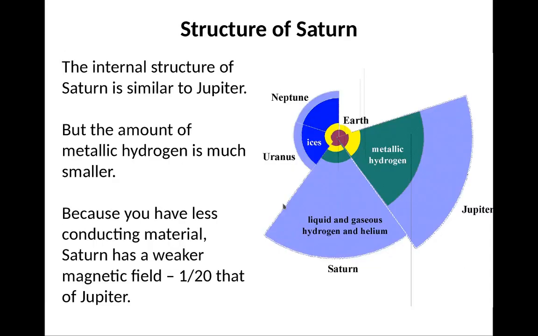All right. Here's the structure of Saturn. It's somewhat similar to Jupiter. There's a much smaller metallic core, metallic hydrogen mantle, right? But it has a large gaseous hydrogen helium mantle, right? So the amount of metallic hydrogen is much smaller. You have much less conducting material, and so as a result, Saturn has a weaker magnetic field, 1/120th that of Jupiter, but still much stronger than that of Earth.